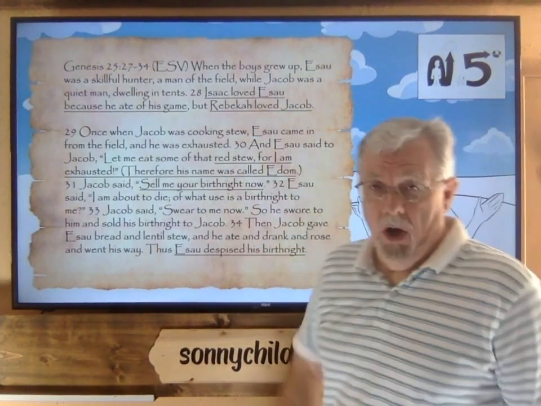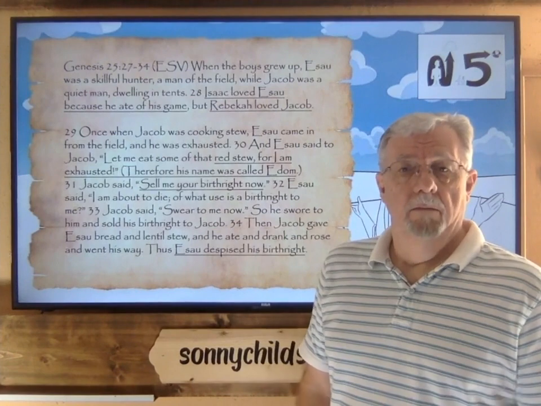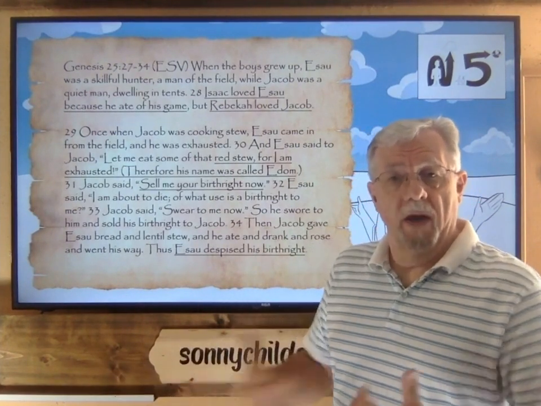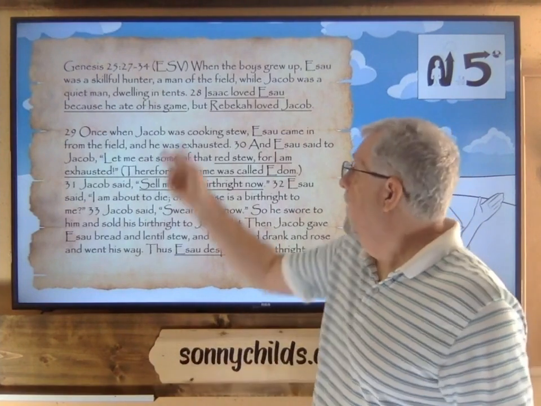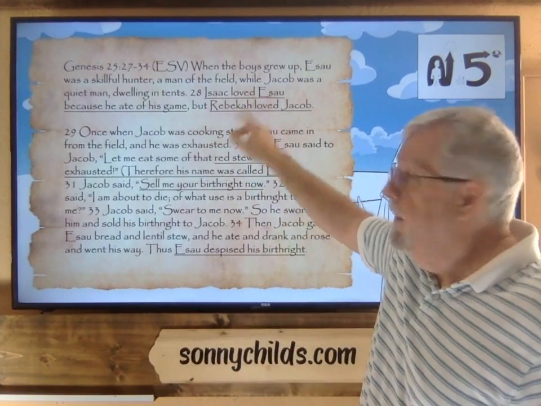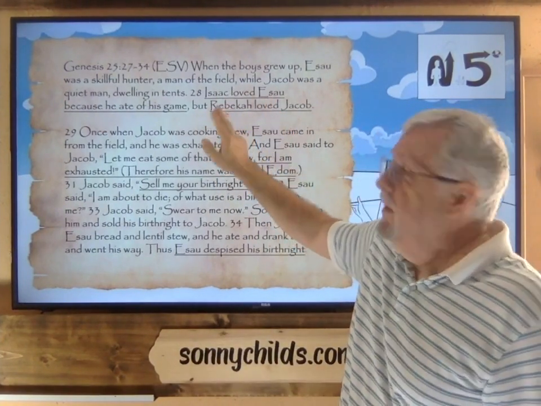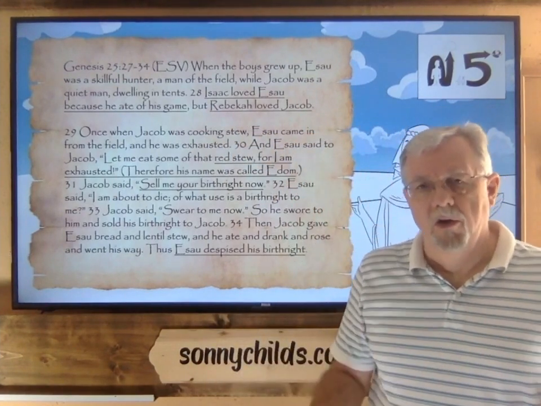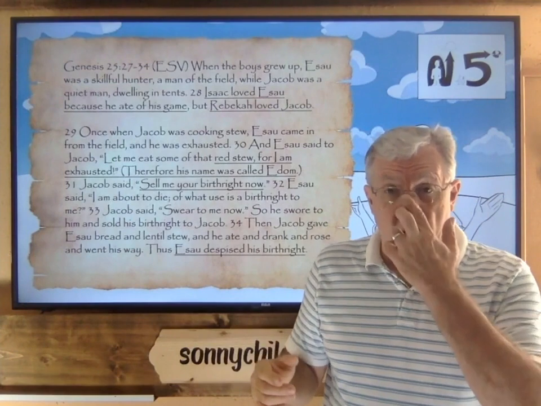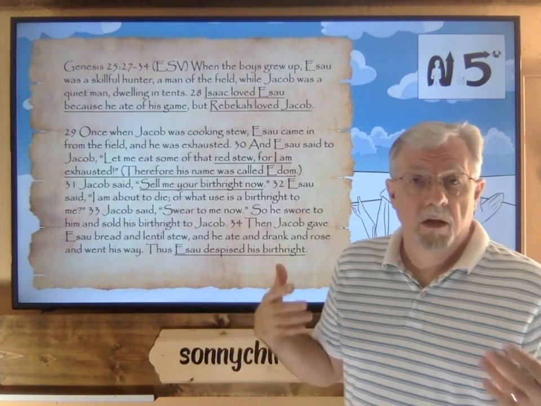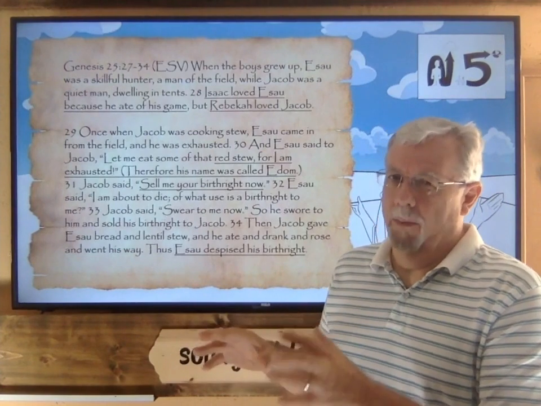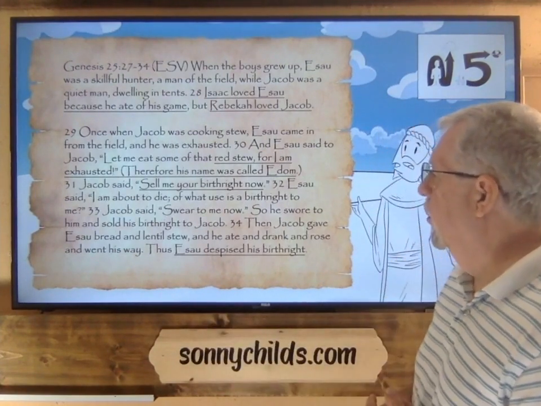Isaac loved Esau because he ate of his game. So he loved, evidently, having wild game brought in, and he loved to eat that. And so Isaac really favored Esau. Rebekah, that's the mama, she loved Jacob. And he sticks around the tent, and he learns to cook and all that kind of stuff. And so he's kind of a mama's boy, and she really likes Jacob. And so that favoritism within the family doesn't help. You're going to see that play out later in the story.